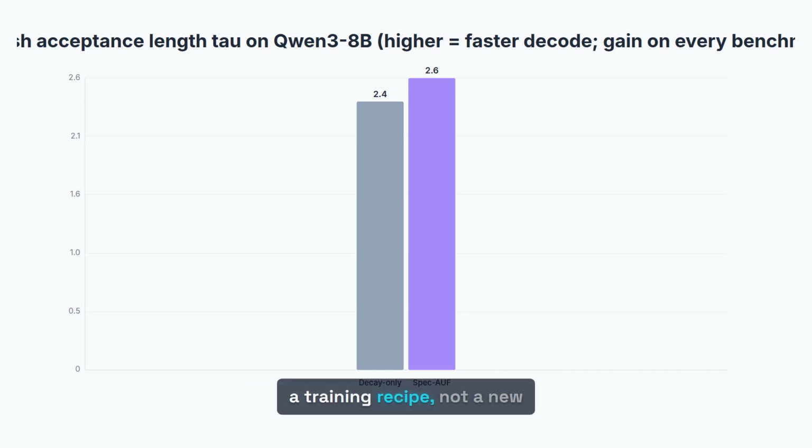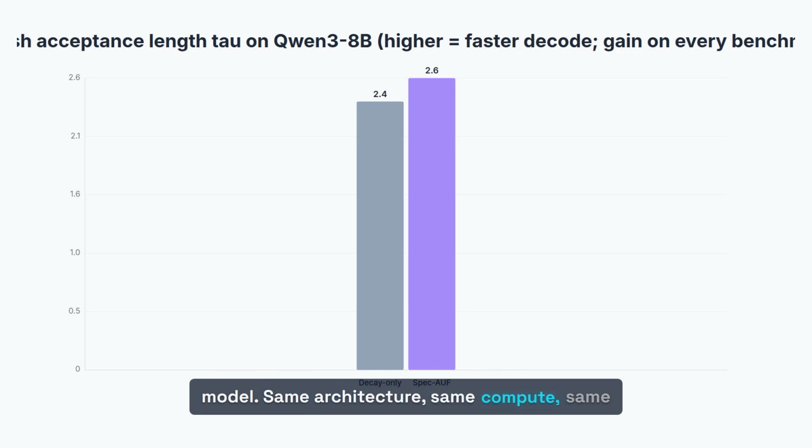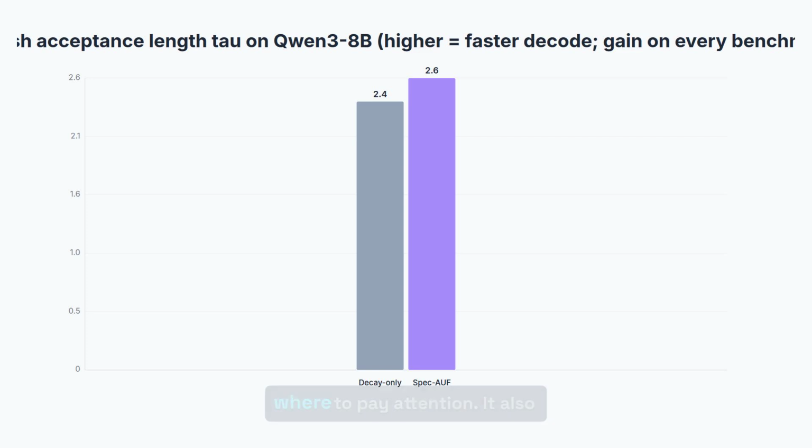SpecAuf is a training recipe, not a new model. Same architecture, same compute, same forward pass. The drafter just learned where to pay attention.